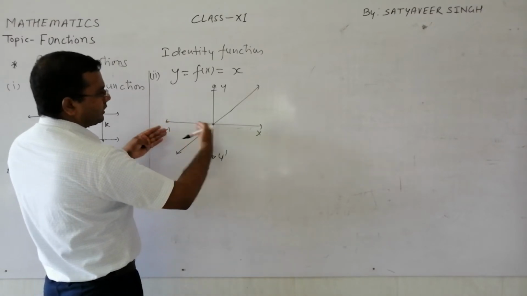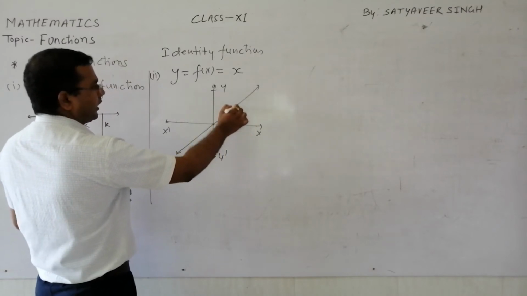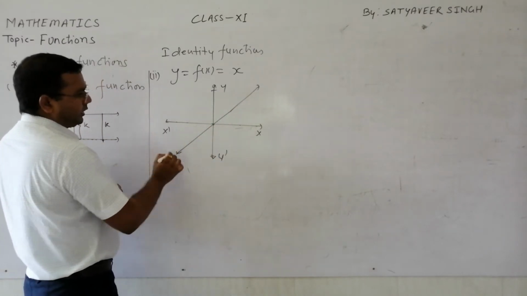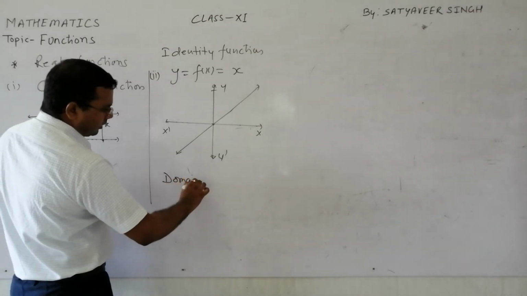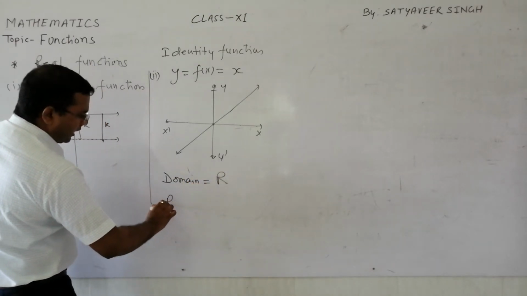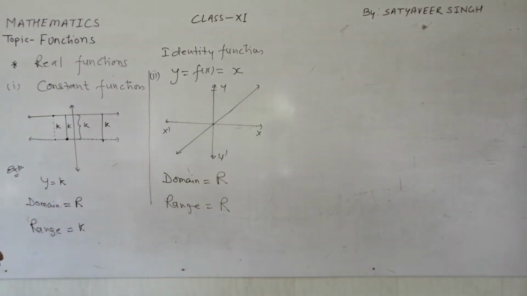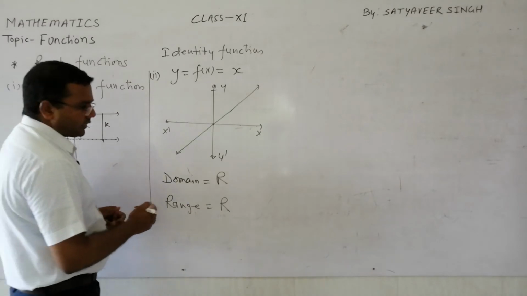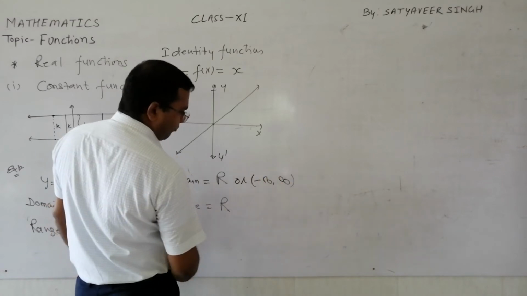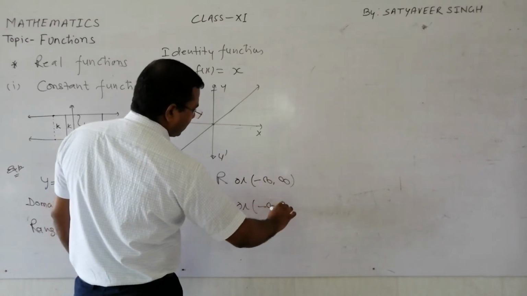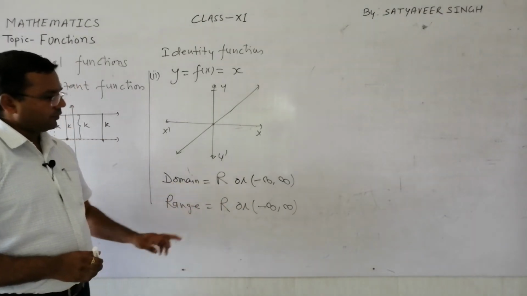You can see that if you take any value on the x-axis, definitely you will have one value on the y-axis also. So we can say what the domain and the range are. Domain is equal to the real numbers, and at the same time the range is also the real numbers in the case of the identity function. See student, real numbers are also represented by minus infinity to infinity. So sometimes in books you may find it written like this, meaning real numbers only.